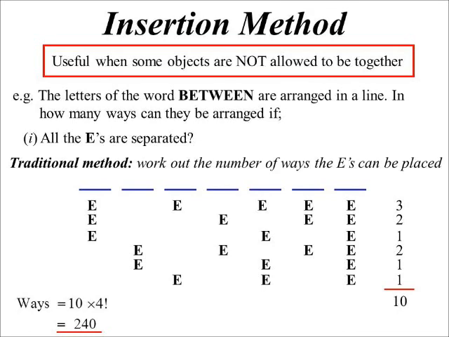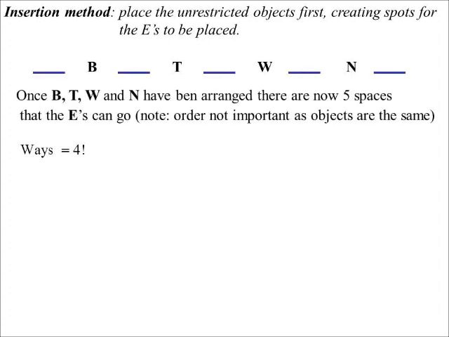What the insertion method is, see, normally we look after the restriction first, but with this one we say, no, I'm going to look at the unrestricted objects first. So there they are, B, T, W and N. I know there's 4 factorial ways that I can place those letters. And you'll notice I've left a gap. Those gaps are where the E's are going to go. 5 spaces have now been created. I can put the E's in any of those spaces. I just can't put 2 E's in the 1 space.